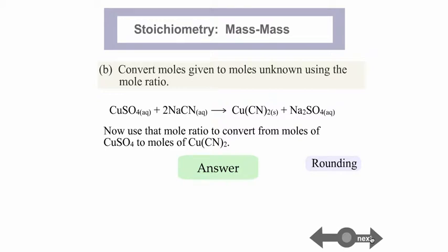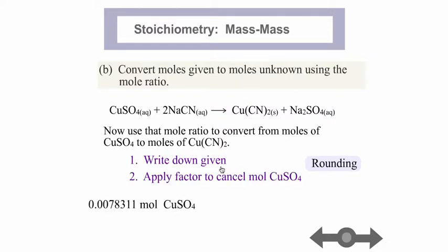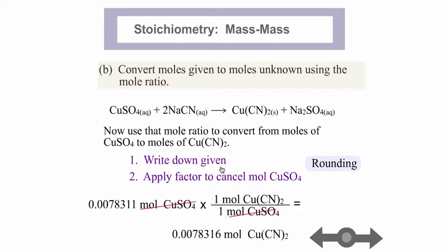Next thing we're going to do is calculate the moles of copper cyanide. So this is going to be part B in your problems. Write down what's given, which was what you saw for in part A. Use your mole ratio. Make sure that the moles of copper sulfate cancels out. Now in this case, just because it's a 1-to-1, you still need to do this ratio. You still have to show your work. And so I'm going to produce 0.007831 moles of copper cyanide.